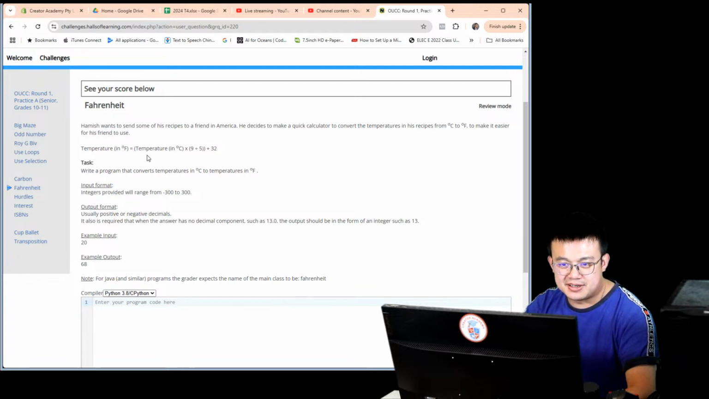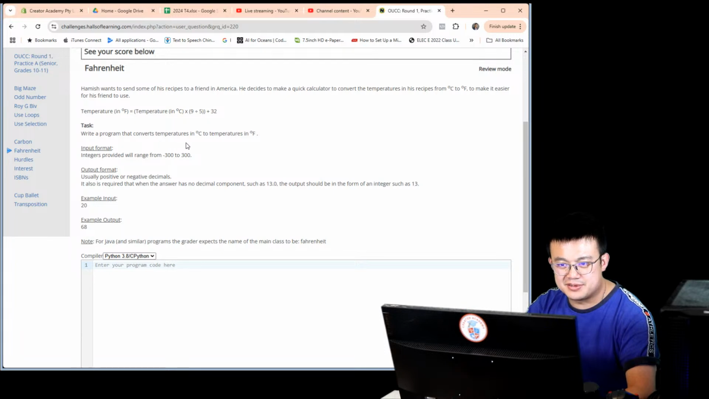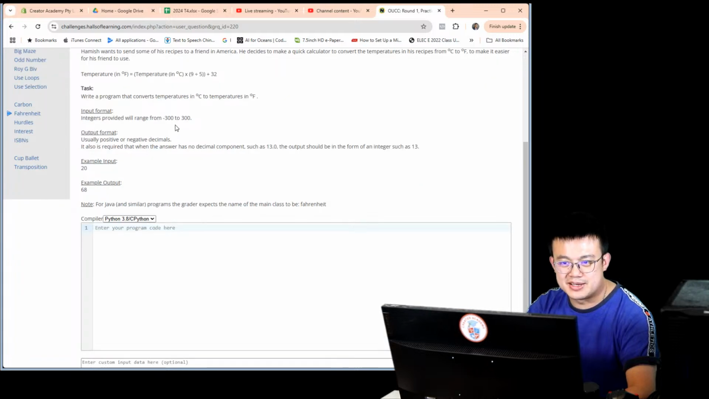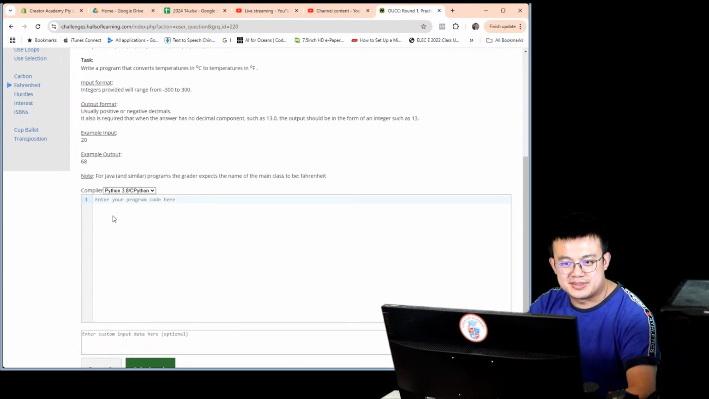So the temperature in Fahrenheit is equal to the temperature in Celsius times 9/5 plus 32. So we write a program that converts the temperature in degrees Celsius to temperature in Fahrenheit. The input format will be integers provided from ranges -300 to +300. And we have to output positive or negative decimals. It's also required that when the answer has no decimal component, such as 13.0, the output should be in the form of an integer, such as 13. Example input 20 should be 68.